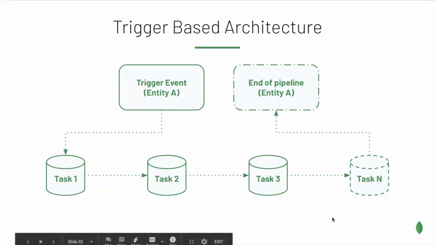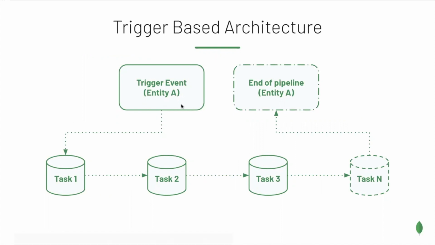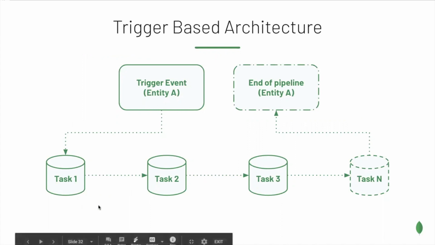So what is a trigger-based architecture? It means that a trigger event has happened for an entity A, for example, a new user has been created. For that user, a single pipeline gets instantiated in which that pipeline will run task 1, task 2, task 3, up to task n, and then end that single pipeline for that single entity A.